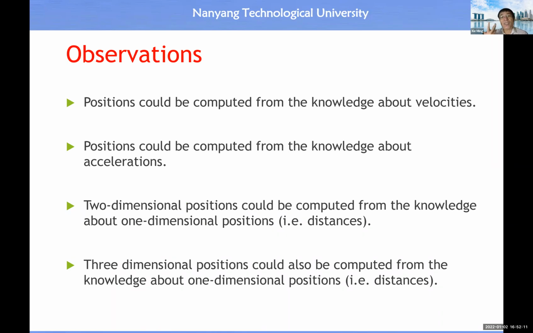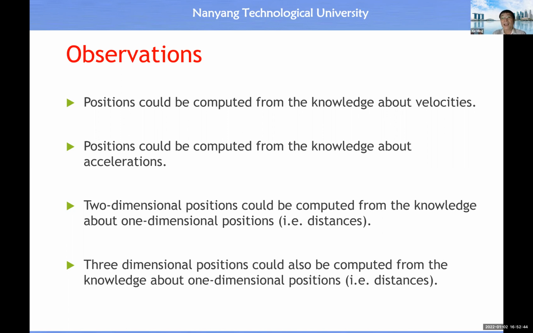Based on our knowledge about physics and mathematics, we can formulate these four observations. In physics, everyone should know that position can be calculated from knowledge about velocity. Position can also be calculated from knowledge about acceleration. In year one physics, we studied this relationship among position, velocity, and acceleration.